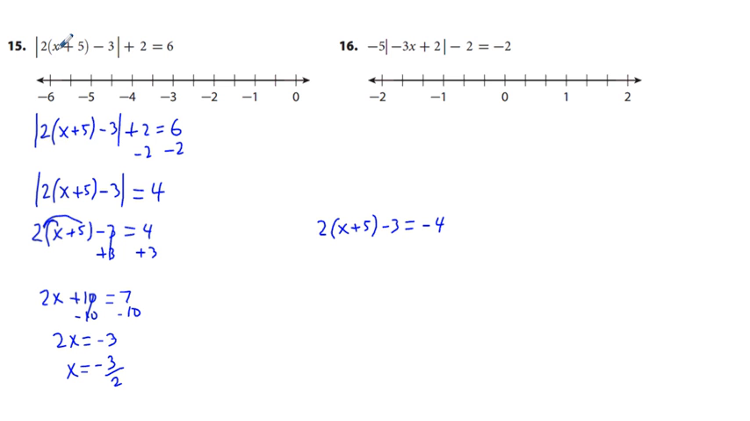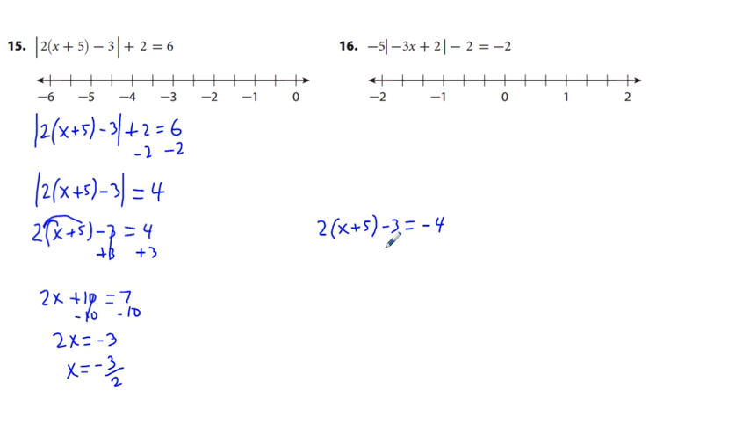If we have -3 over 2 plus 5, well, 5 is 10 over 2, so -3 over 2 plus 5 is going to be 7 over 2. 2 times 7 over 2 is 7. 7 minus 3 is 4, and 4 plus 2 is 6. Check. Let's do this one on the right here.